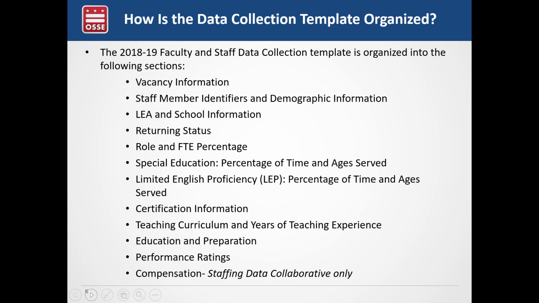So the 2018-19 faculty and staff data collection template is organized into quite a few sections because we do have a lot of different types of reporting that we have to do. And we are going to go through each of those sections in this webinar. So hold on, I know you're all very excited, but we definitely want to make sure that we're getting accurate data. If you just noticed the first bullet point there, we are asking for vacancy information here this year instead of through the teacher shortage template so that you only have one template to complete.